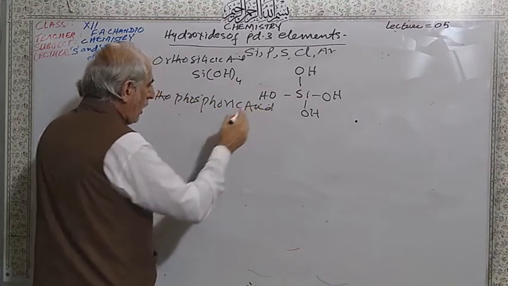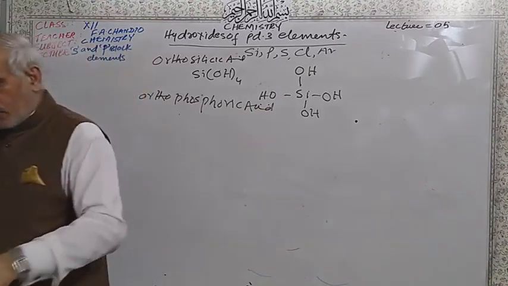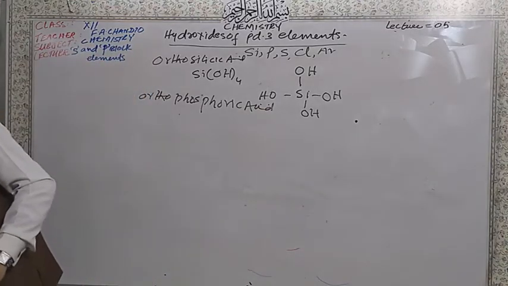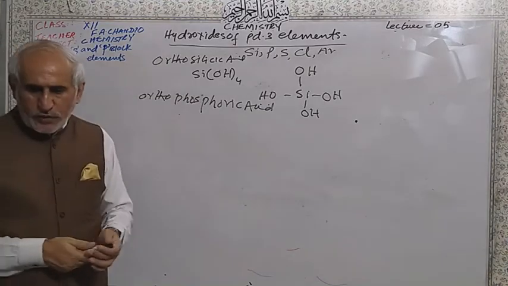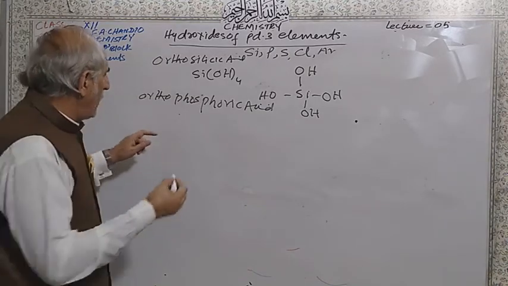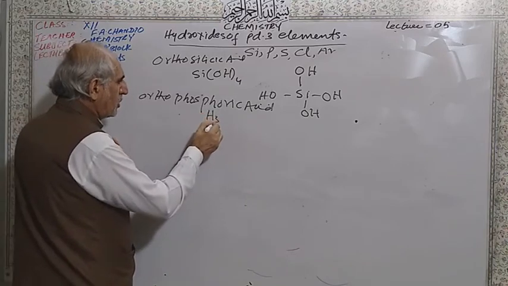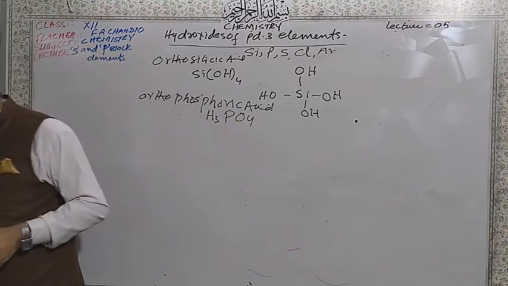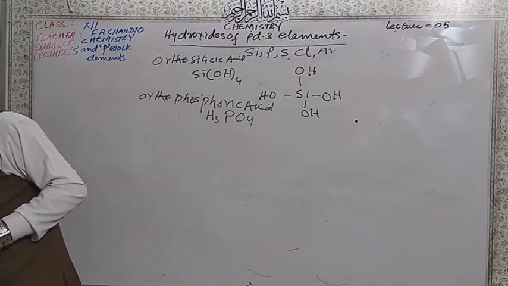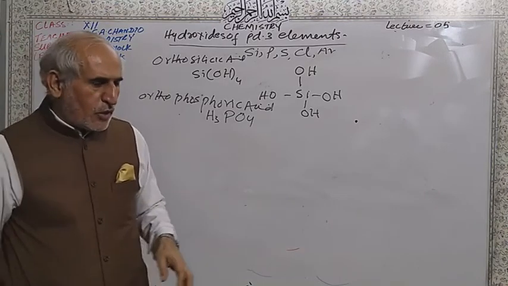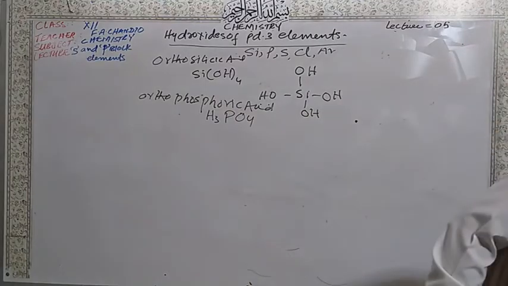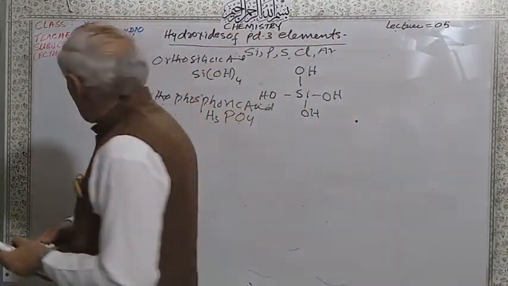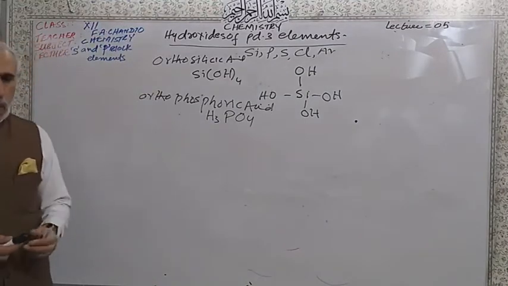So orthosilicic acid is H4SiO4, because 4 hydroxyl groups are surrounding silicon. So 4 hydrogen and 4 oxygen. That's why the formula is H4SiO4. This is a very, very weak acid, orthosilicic acid.